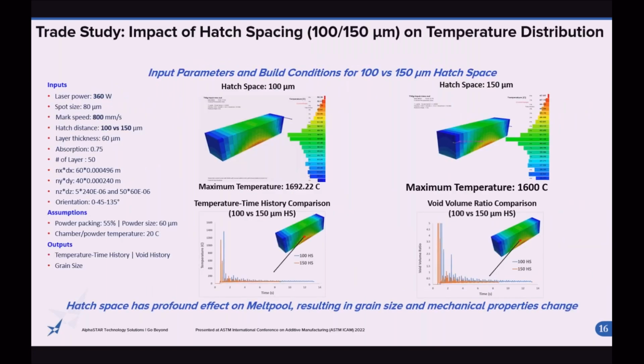Here we're looking at the impact of hatch spacing, in this case on time temperature history, as well as void volume ratio. You can see the build is sensitive to hatch spacing as could be expected, but again, on the lower, smaller system, the 50 layer analysis, the full dog bone specimen will be upcoming. And not surprisingly, it has a profound effect on the melt, including the impact on grain size and other mechanical properties.